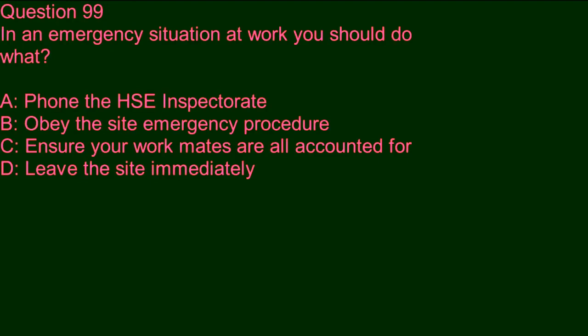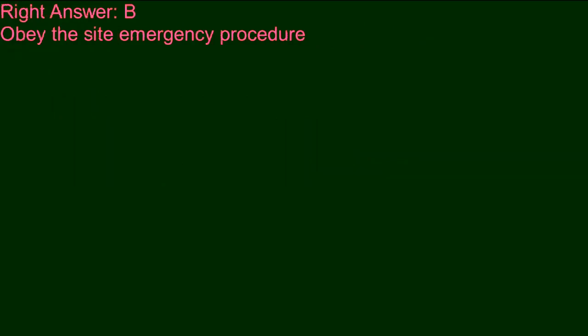Question 99. In an emergency situation at work, you should do what? A. Phone the HSE inspectorate. B. Obey the site emergency procedure. C. Ensure your workmates are all accounted for. D. Leave the site immediately. Right answer, B. Obey the site emergency procedure.